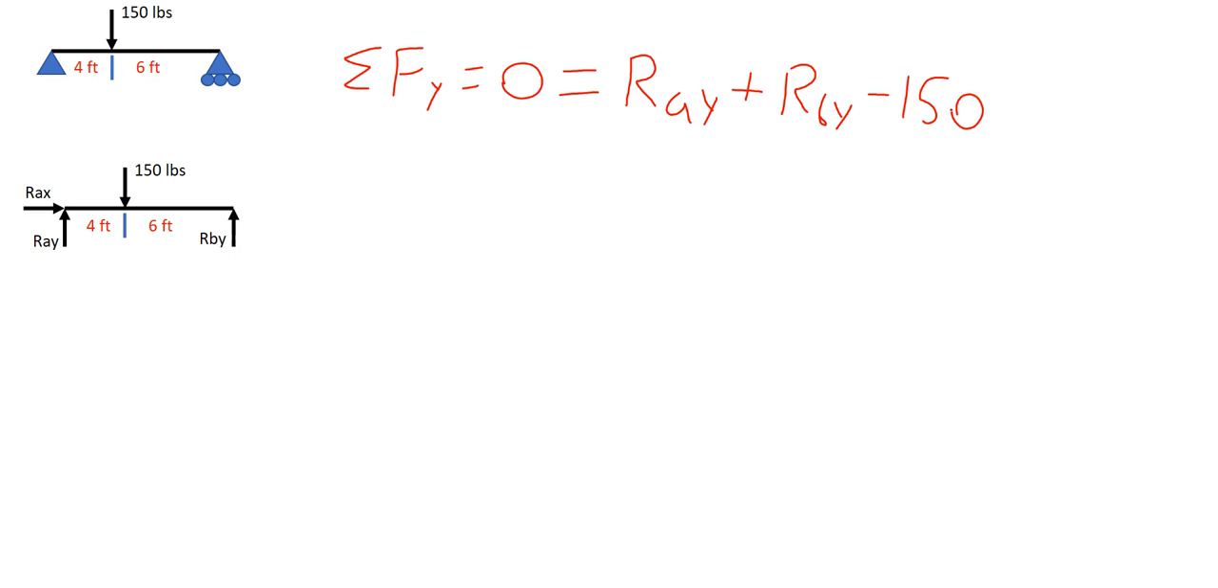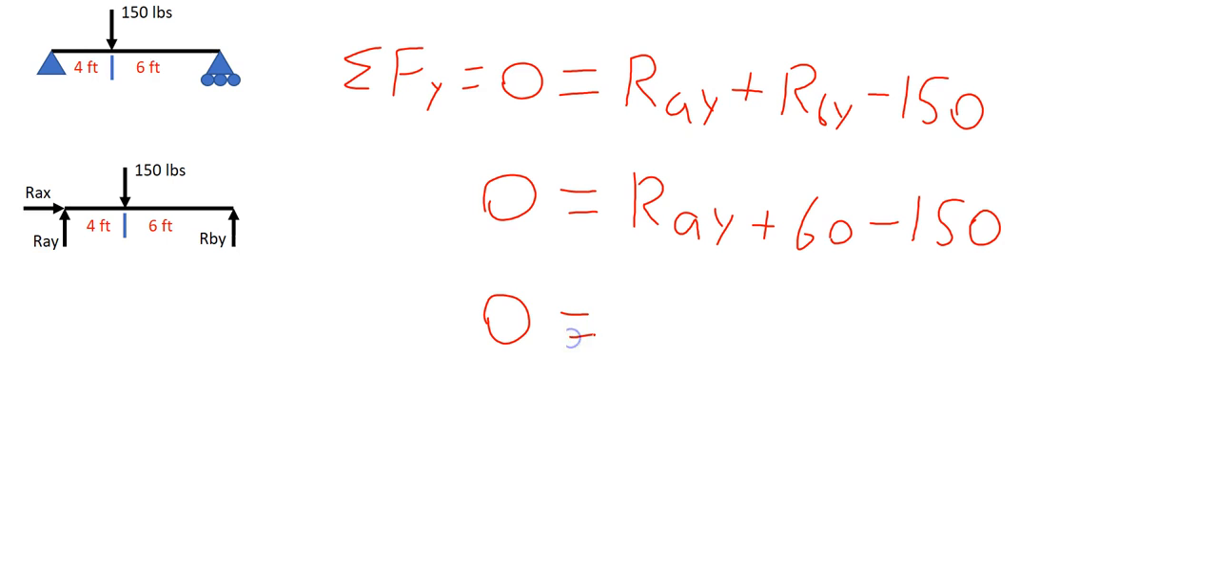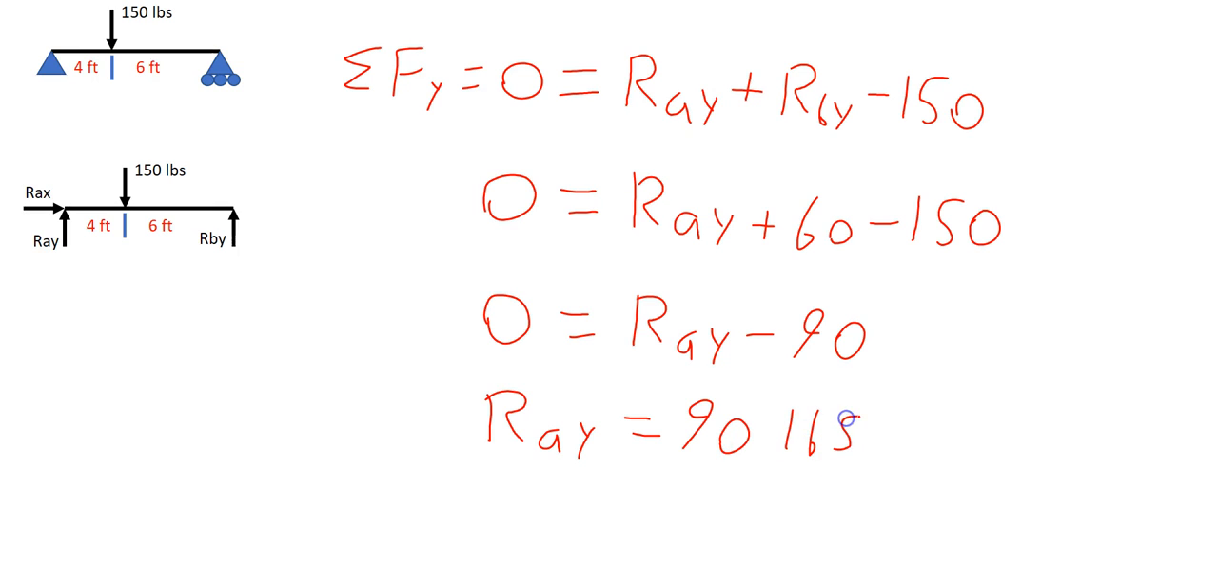In the previous step, we solved for RBY and found out that RBY's value is 60 pounds. So substituting into our equation, we have 0 is equal to RAY plus 60 minus 150. Simplifying our equation, we have 0 is equal to RAY minus 90. When we add 90 to both sides, we get that RAY is equal to 90 pounds.